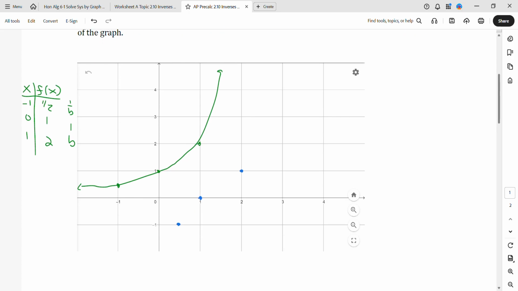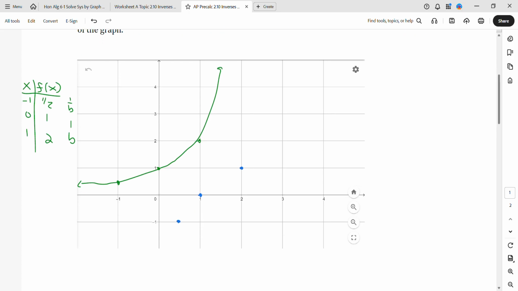Now, when I do this, I have a logarithm. Man, that breeze feels good, doesn't it?